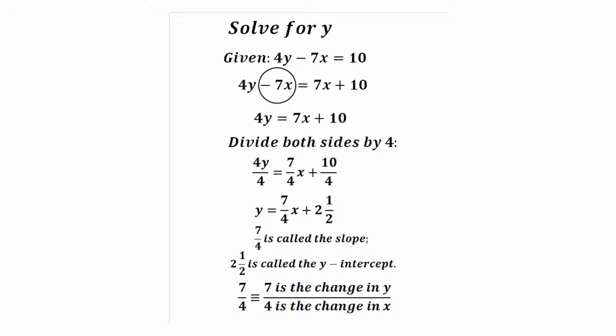So we have 7/4 times x. We leave it as an improper fraction. Plus, you have 10 over 4. 4 goes into 10 2 times. You have 2 left over. That's 2/4, which is a half. 7/4 is called the slope. 2 1/2 is called the y-intercept. Now with 7/4, 7 is the change in y, and 4 is the change in x.